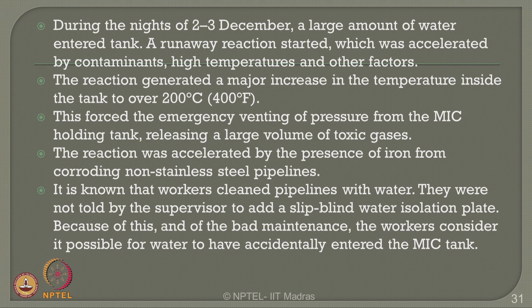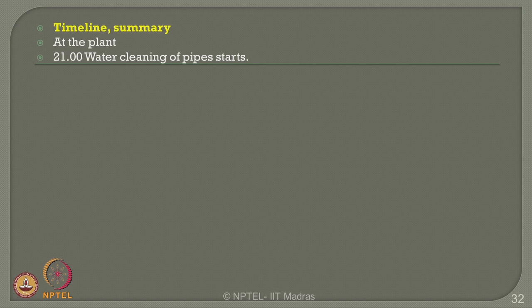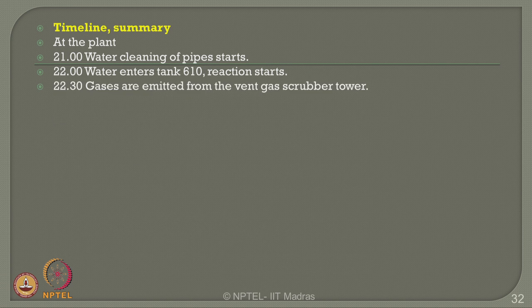It is known that workers cleaned pipelines with water. They were not told by the supervisor to add slip blind water isolation plates. Because of this and the bad maintenance, the workers considered it possible for water to have accidentally entered the methyl isocyanate tank. If you look at the timeline summary, at the plant at 21 hours water cleaning of pipes started, at 22 hours water enters the tank, at 23:30 gas is emitted from the vent gas scrubber tower.